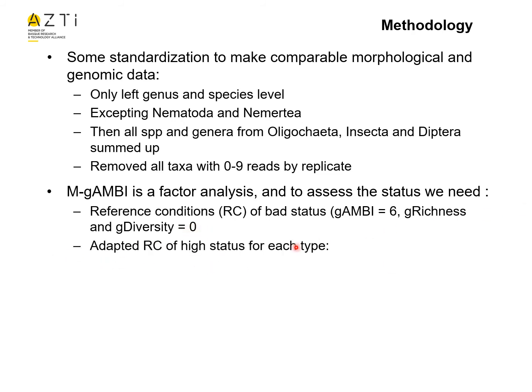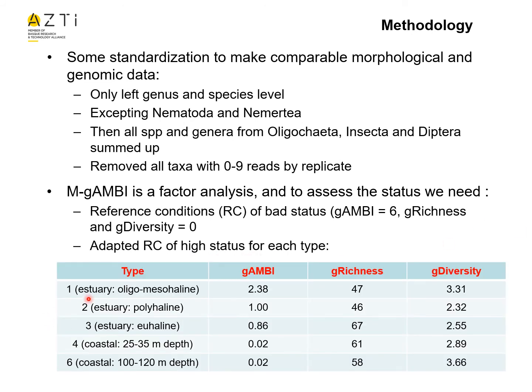And we use adapted reference conditions of high status for each type, and we have 6 types, 3 in estuaries, following the gradient of salinity from oligohaline-mesohaline, polyhaline, euhaline, and in the coastal area we have 2 different depths, one more shallow and the other deeper. For gambi, we use the lowest values obtained at each of the different types, and for richness and diversity, we use the highest values obtained in the samples.